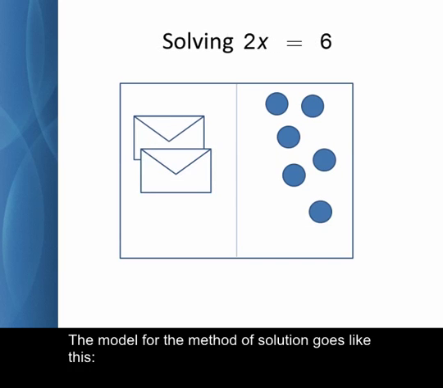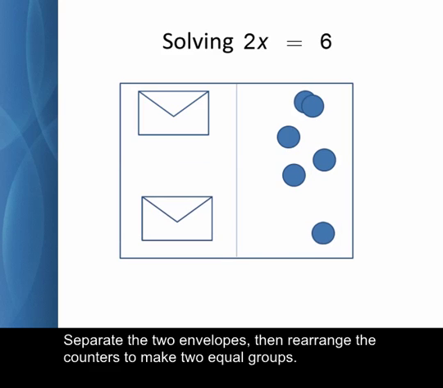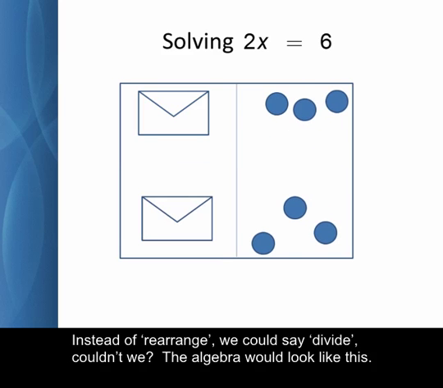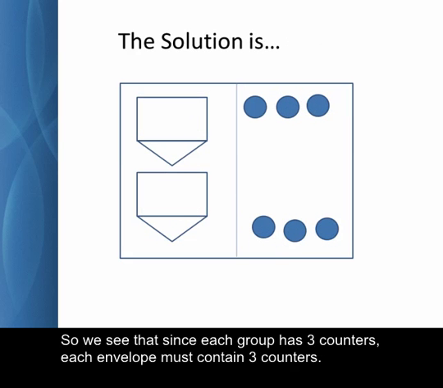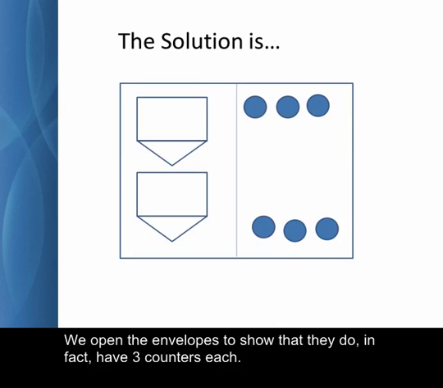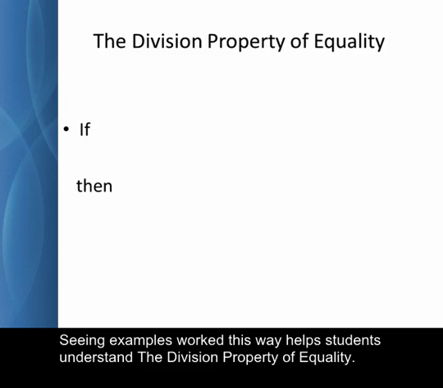The model for the method of solution goes like this. Separate the 2 envelopes, then rearrange the counters to make 2 equal groups. Instead of rearrange, we could say divide, couldn't we? The algebra would look like this. So we see that since each group has 3 counters, each envelope must contain 3 counters. We open the envelopes to show that they do in fact have 3 counters each. We have found that x equals 3. Seeing examples work this way helps students understand the division property of equality.